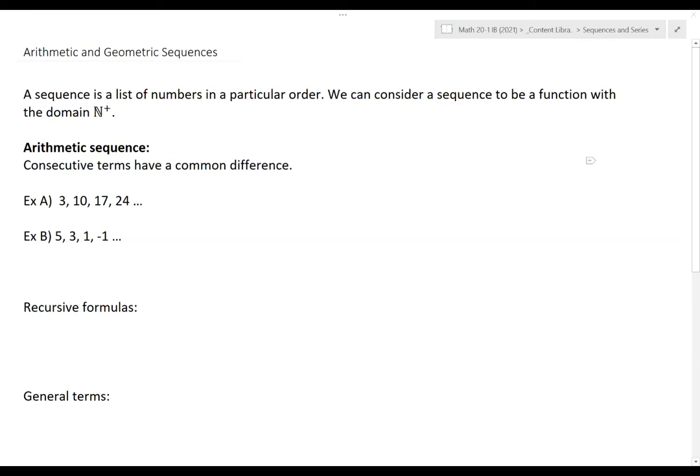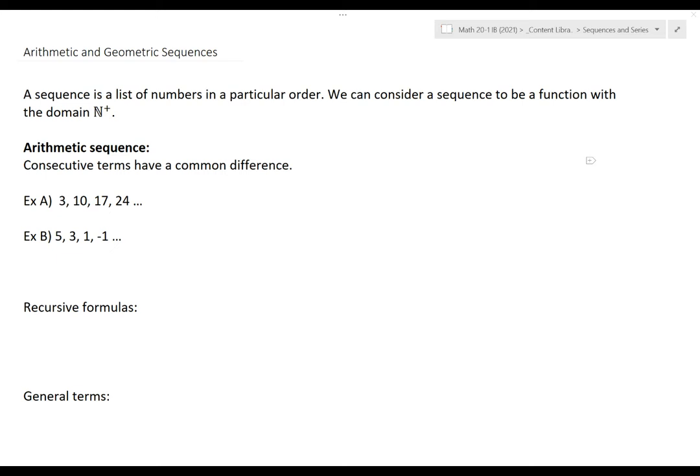Everyone, in this video we're going to review the concepts of sequences, particularly arithmetic and geometric sequences. Remember that a sequence is a list of numbers in a particular order, and because of that order, we can consider it a function with the domain of positive natural numbers. So the first term would have an input value of 1, the second term would have an input value of 2, etc.